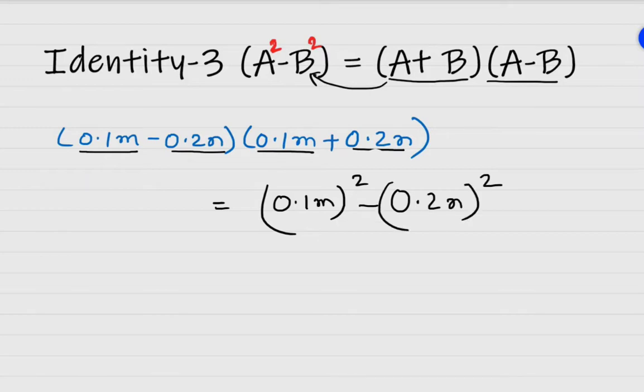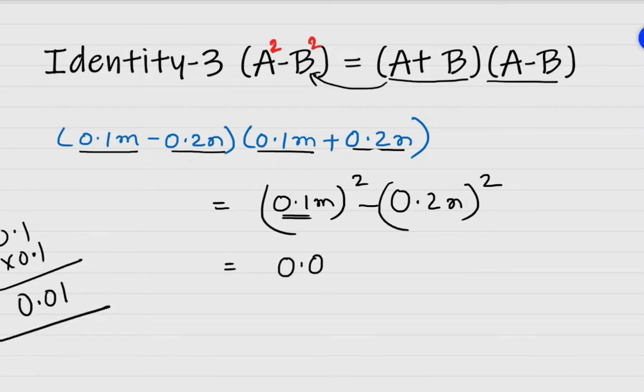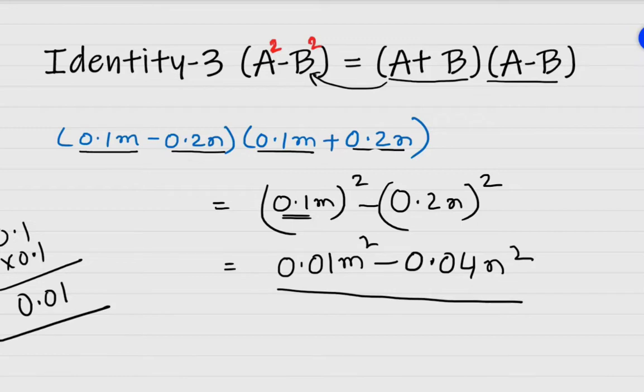Now children, how will you do this? 0.1 into 0.1, I have already told you earlier, see 1 ones are 1, but after the point you should have two places, so 1 and then you put a 0, so 0.01. So this will be 0.01m square minus 0.04n square. This will be your final answer.